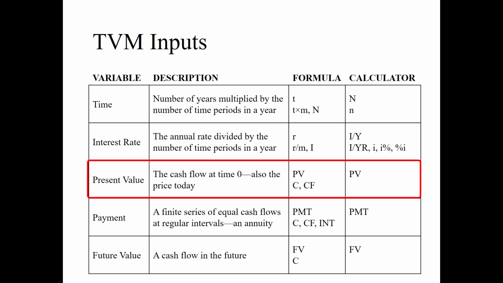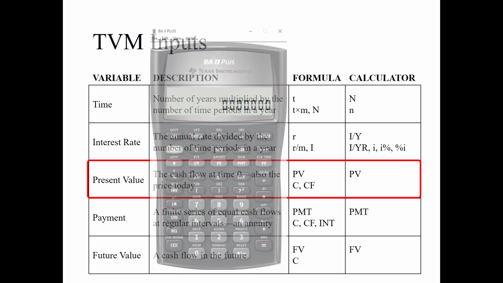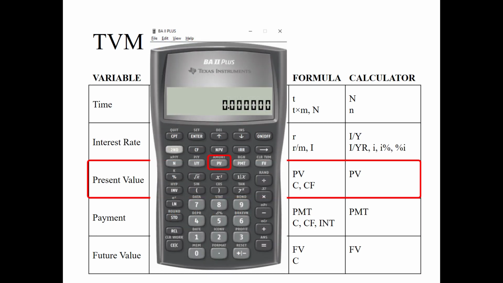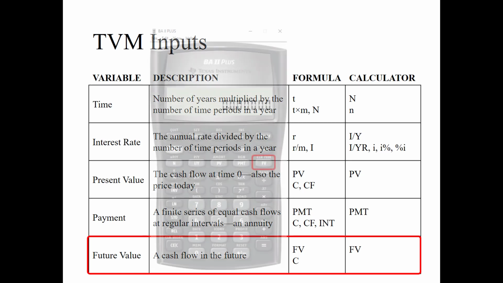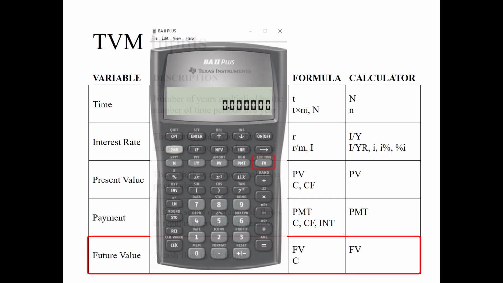The present value is going to be our cash flow at time 0. In some examples, it's the price. It will be the PV on our BA2 Plus. The payment is an annuity and is not applicable to these next few examples. And our future value is a cash flow in the future denoted by FV.